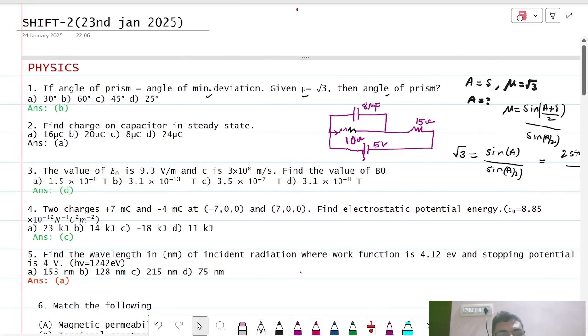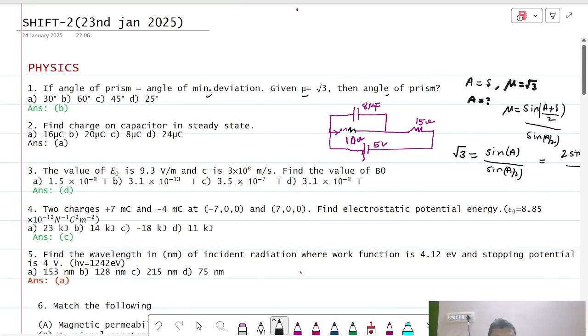Coming to the second question, charge on the capacitor. Charge on the capacitor means Q is equal to C into V. C is given as 8 microfarad. I have to find out the potential here. In the circuit, the total potential is 5 volts, but here the potential is V1 and here it is V2.